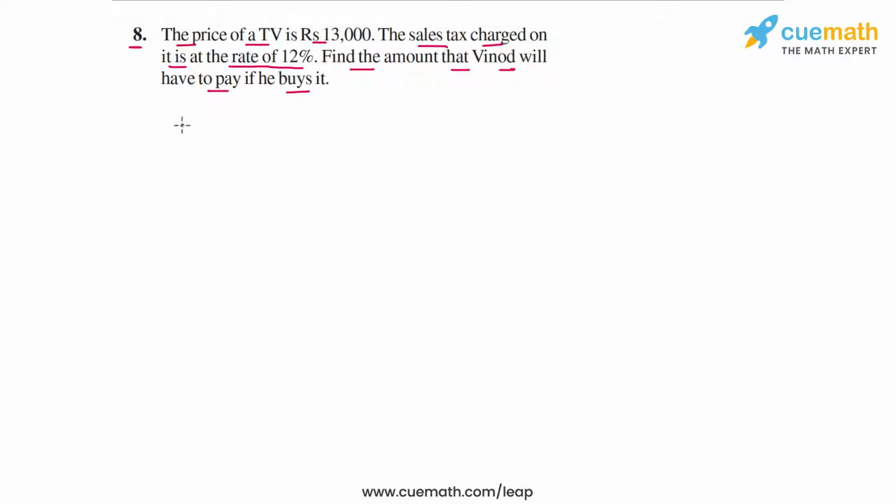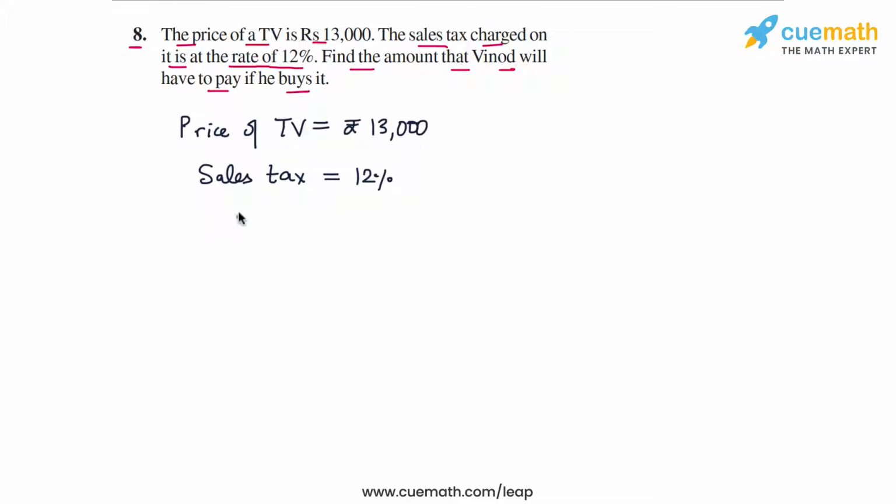Okay, so let's write this information. Price of TV is rupees 13,000. And we are told that there is a sales tax applied to this price. What is the rate of that sales tax? So sales tax is charged at a rate of 12%.